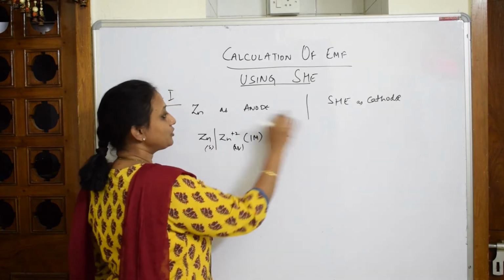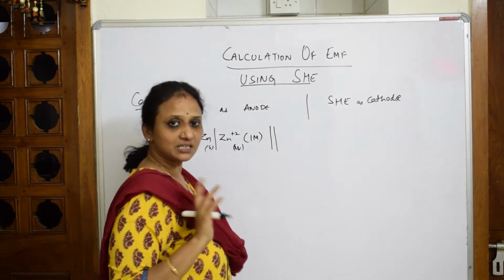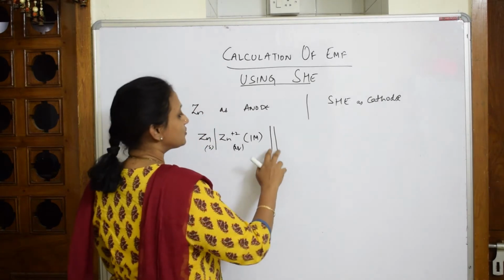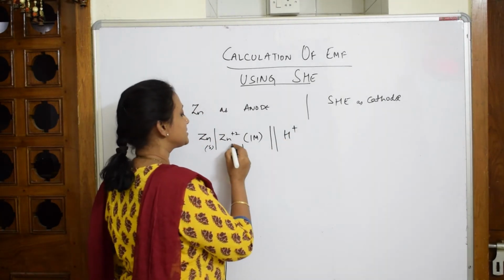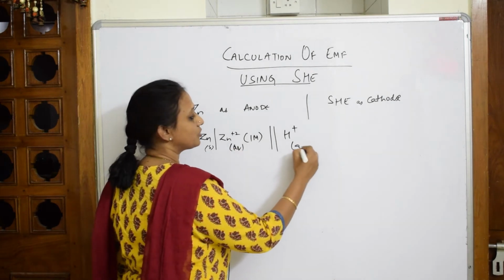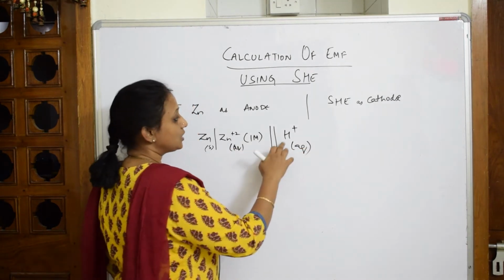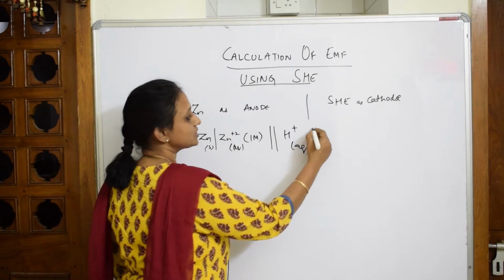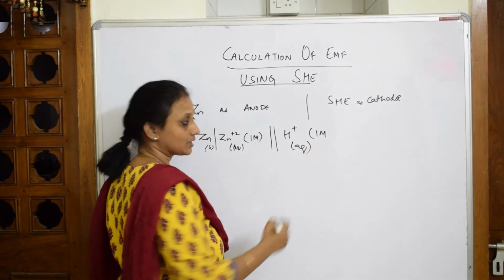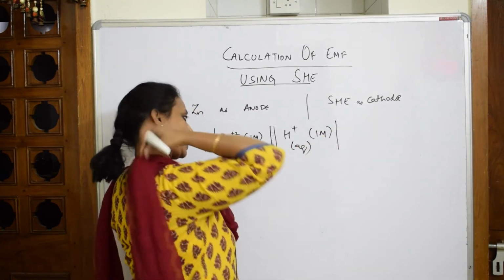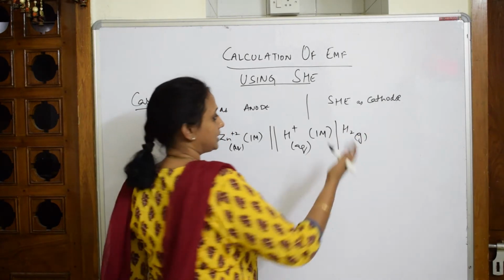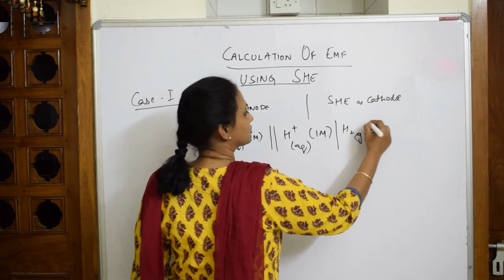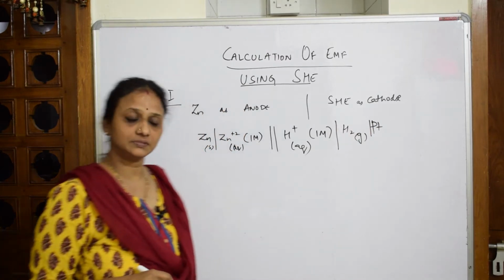Done. Now you're going to take SHE. SHE is nothing but the hydrogen electrode. So what do we write? This is going to form H plus ion. What is the physical state of that? Ions are formed in aqueous solution. Now what is the concentration of this? This is also 1 molar, followed by hydrogen gas and your platinum electrode. Done? Yes.